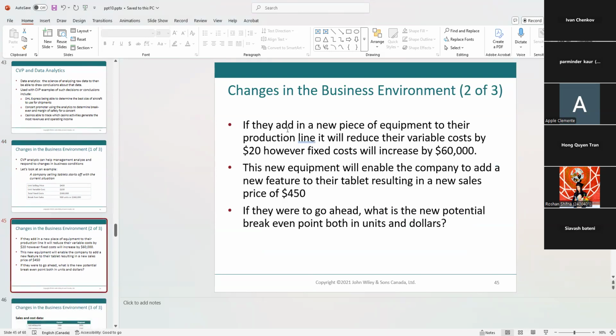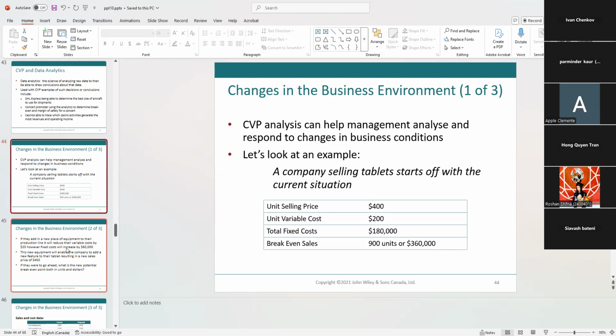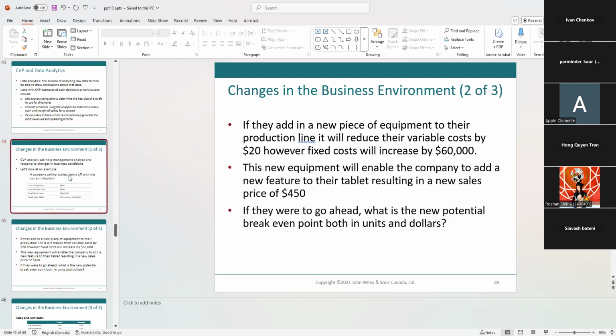What's going to happen if they add a new piece of equipment to their production line? It will reduce the variable cost by 20. However, the fixed cost will increase by 60,000. This new equipment will enable the company to add a new feature to the tablets, resulting in a new sales price of 450. If they go ahead, what's going to happen? This is the current situation. Now let's see what's going to happen.